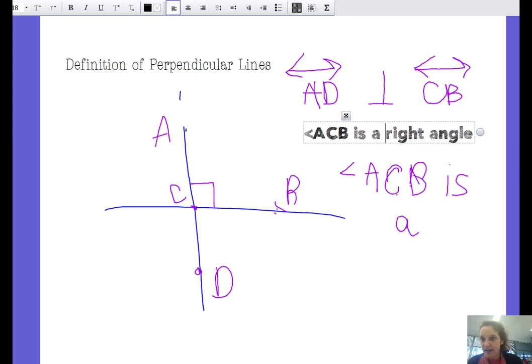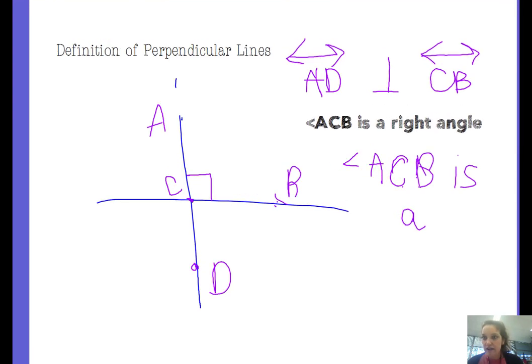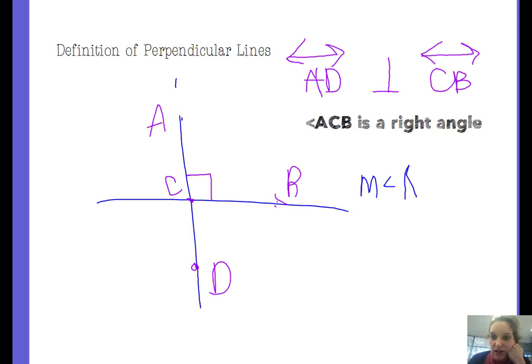That's what we could say by the definition of perpendicular line. So if those two lines are perpendicular, then they create a right angle. So a huge no-no is you don't want to say, oh, then the measure of angle ACB is 90. You can't jump straight to that. First, you have to say it's a right angle, definition of perpendicular lines.